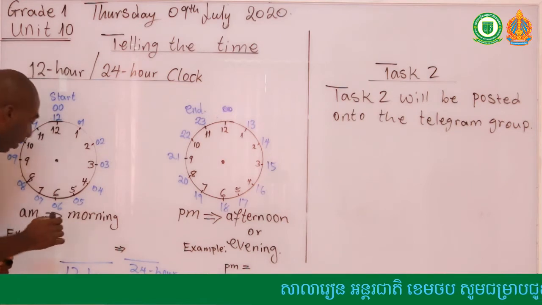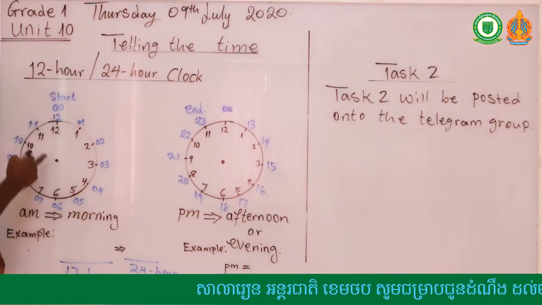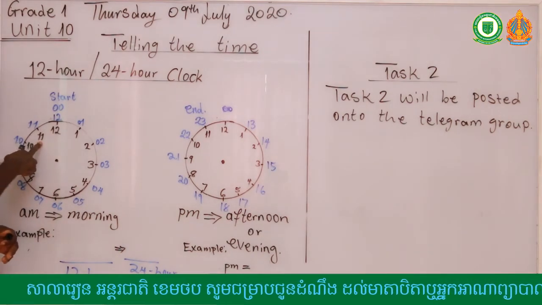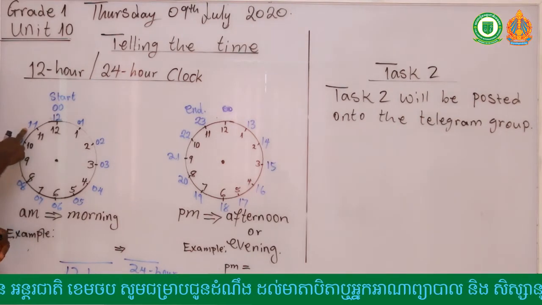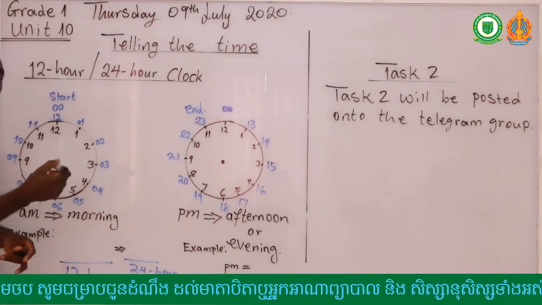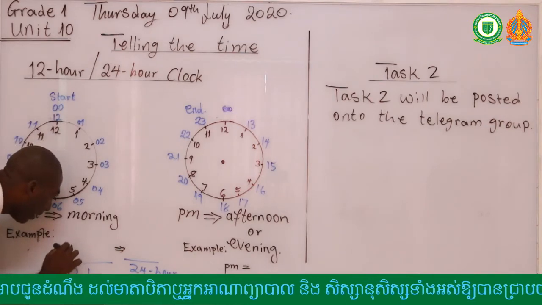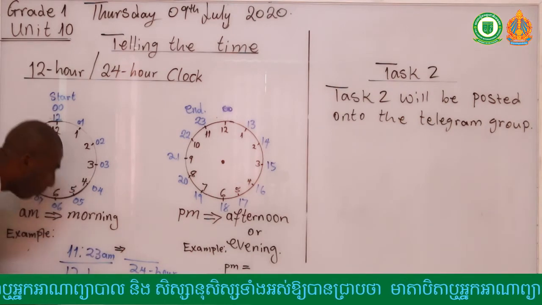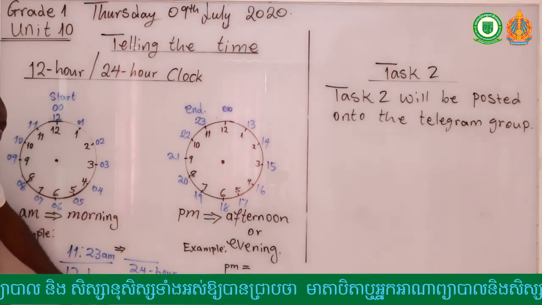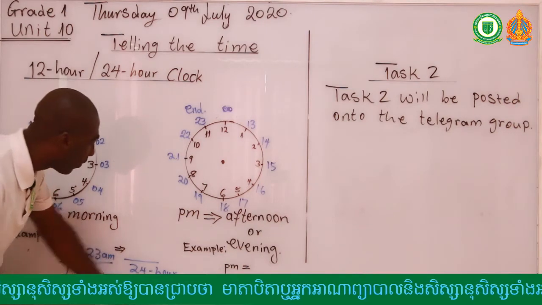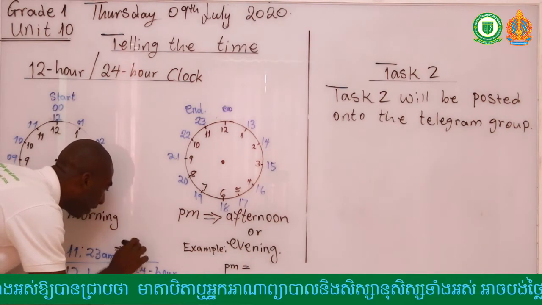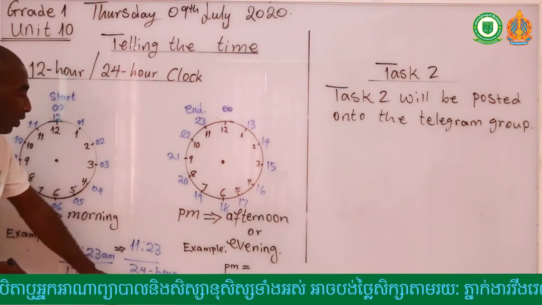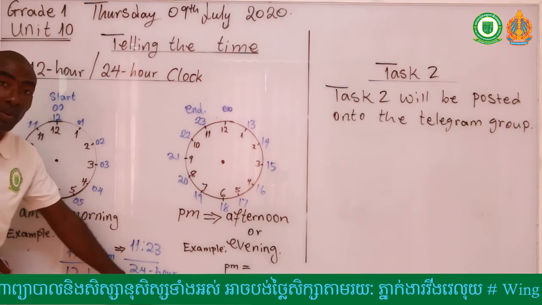So on the 24-hour clock, we'll find 11 here. Black is for 12-hour, blue is for 24-hour. So how do we write our 11:23? So we write 11:23 a.m. That means we are writing 12-hour, okay? In the case of the 24-hour, we only write 11:23. We don't add AM because this is how we write 24-hour time.